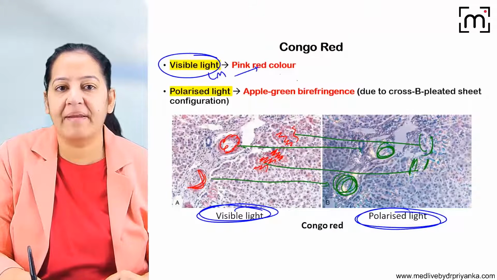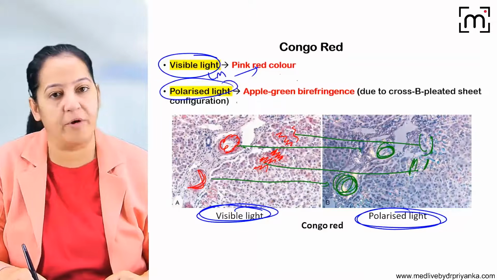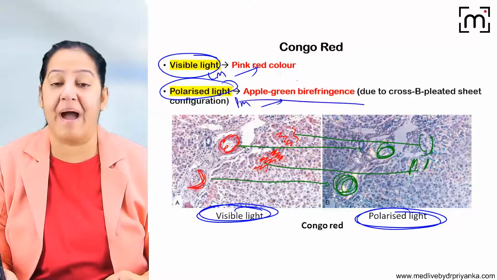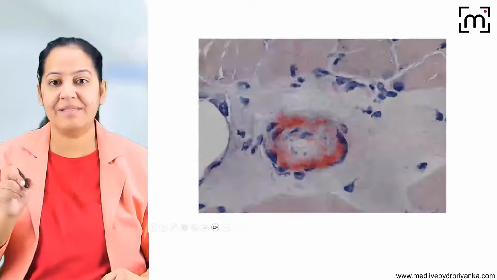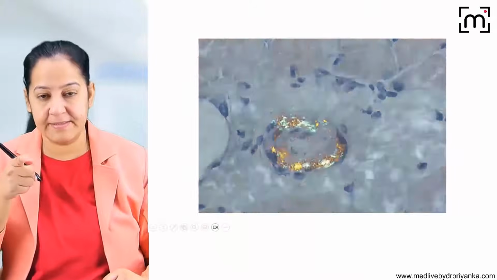It is looking pink in color. And on polarized microscope, in polarized light, it is looking apple green birefringent. Actually, it is apple green birefringent. See, I will show you a video. Same slide, I'm looking. This is the same slide.